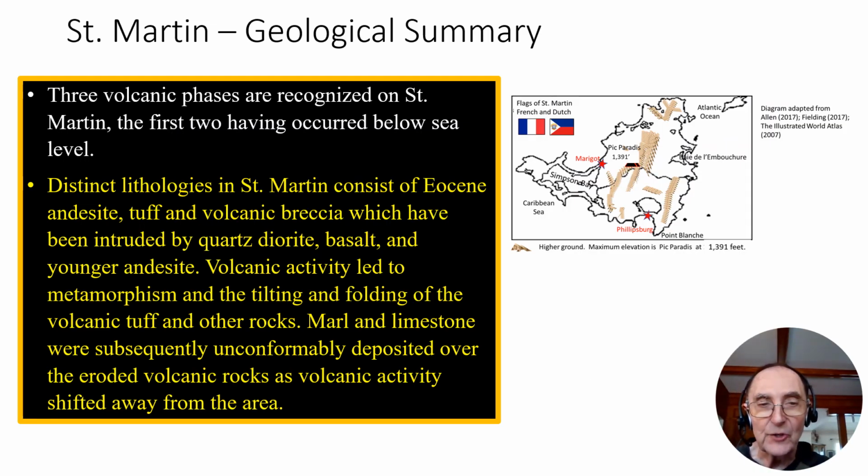In terms of its geological history, we can say that three volcanic phases are recognized on St. Martin, the first two having occurred below sea level. Now, distinct lithologies in the island of St. Martin consist of Eocene andesite, tuff, and volcanic breccia, which have been intruded by quartz diorite, basalt, and younger andesite. Volcanic activity led to metamorphism and the tilting and folding of the volcanic tuff and other rocks. Marl and limestone were subsequently and unconformably deposited over the eroded volcanic rocks as volcanic activity shifted away from this area.